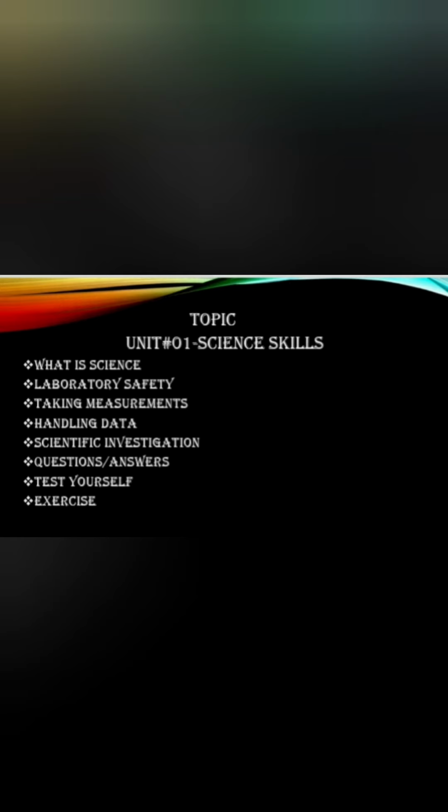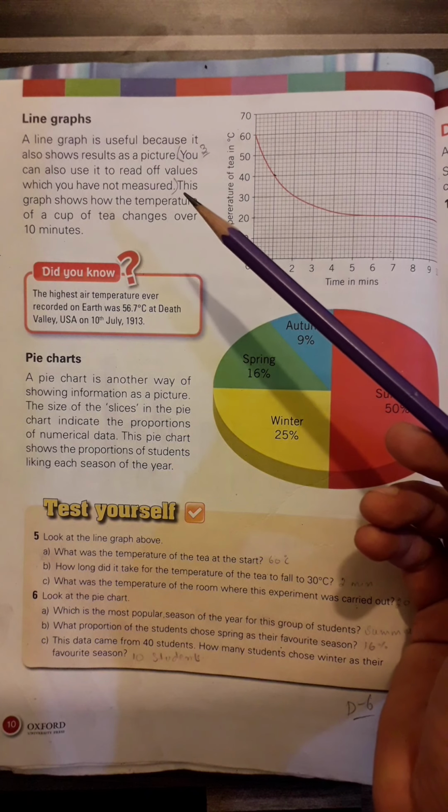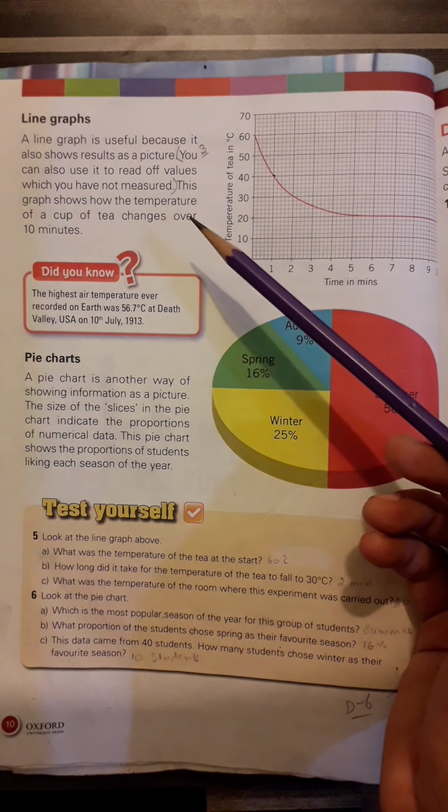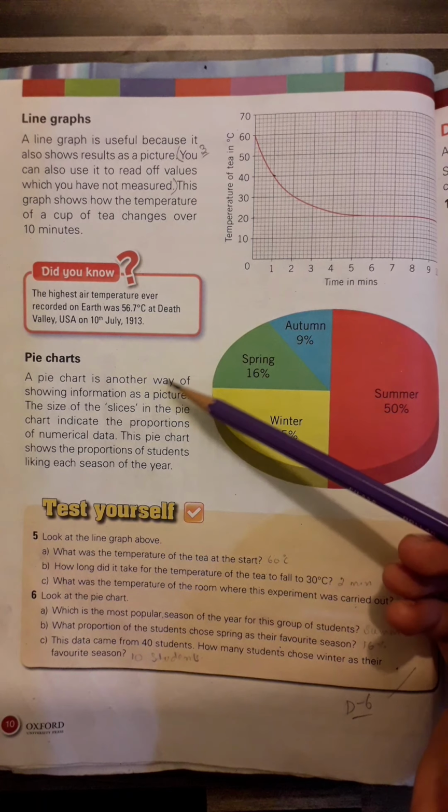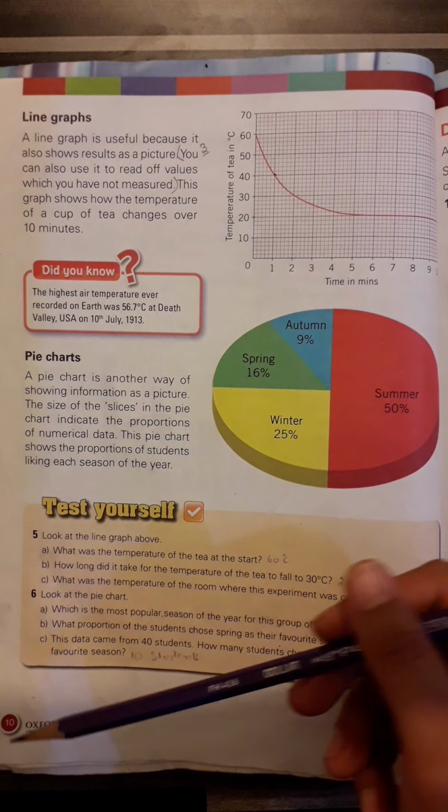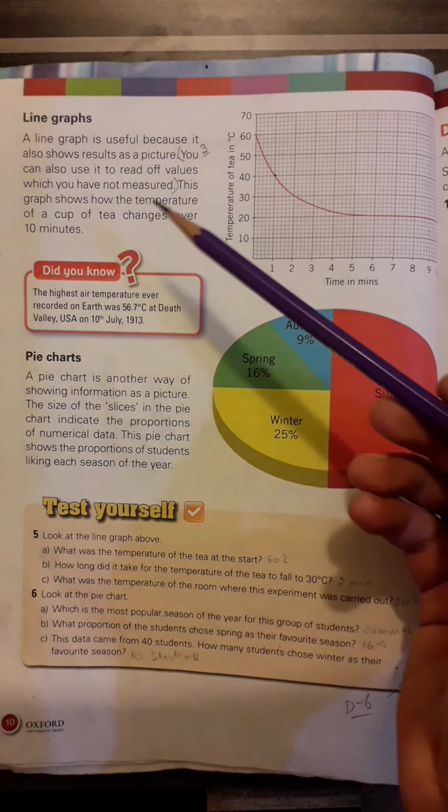Students, this is your science book, Science Fact File 1. We are starting the first chapter, which is Science Skills. We covered the topics what is science, laboratory safety, and taking measurements. And now we are covering the topic handling data. Now we will learn about line graphs and pie charts on page number 10 and understand the concepts given in this topic.